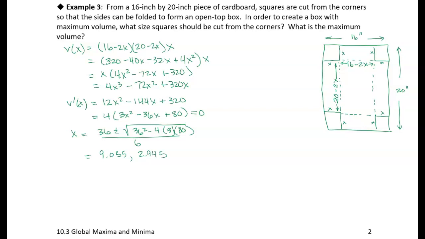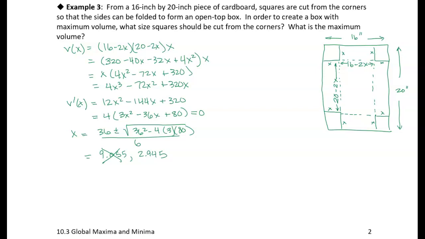Now, this is where we have to go back and make sense out of this. This box is only 16 inches wide. So if I try to cut corners out of it that are 9 inches wide, that is not going to work. So this is not a solution. There's no way that could be a solution. This is the only possible solution, where about 2.945 is the size of the squares that we're cutting out.